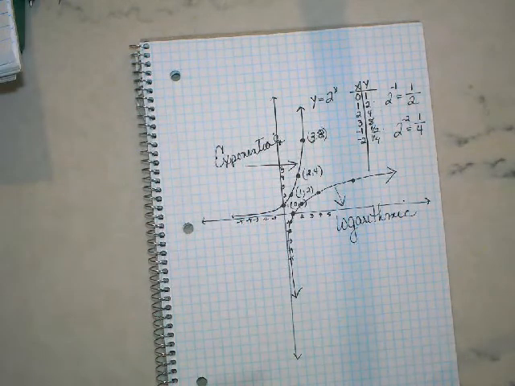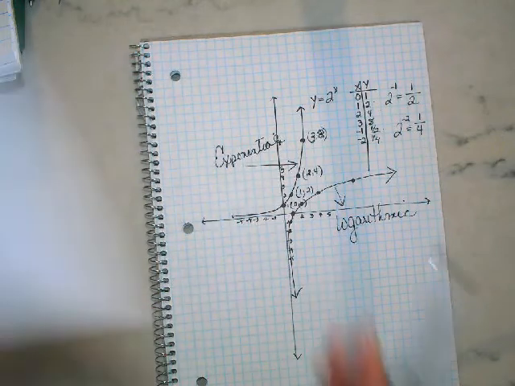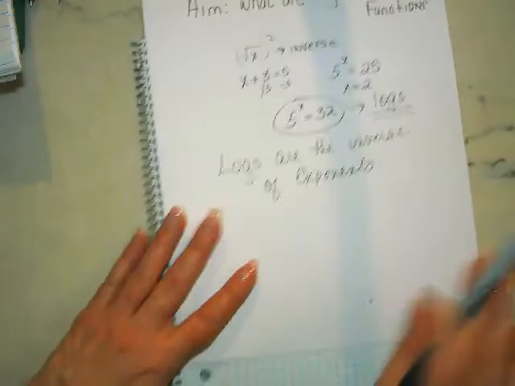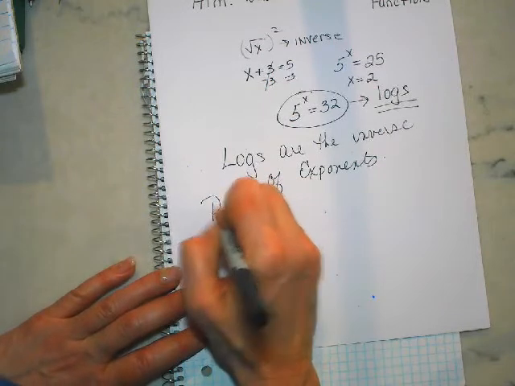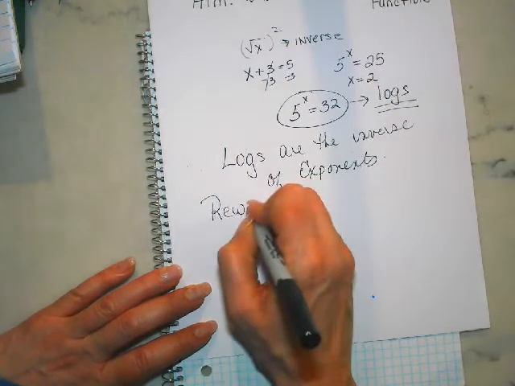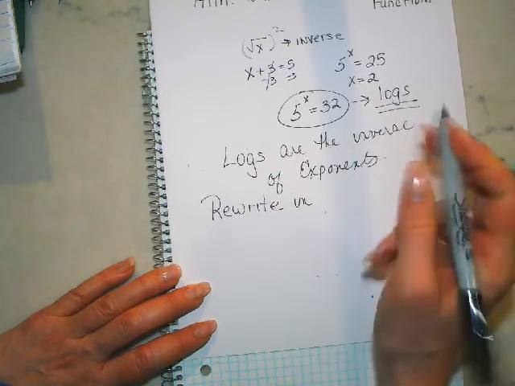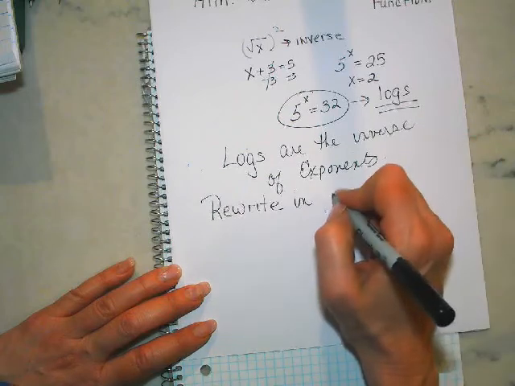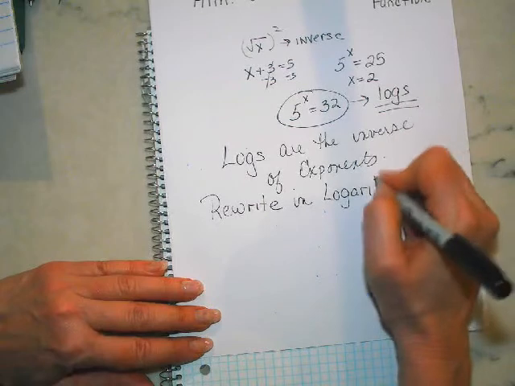I'm going to go into today's lesson. Today's lesson is not going to be to go from a graphic exponential to logarithmic, but to do it algebraically, just actually rewriting it. It's going to be a simple lesson today. I want you to be able to rewrite, and I know you did this before. Let's start with logarithmic form.